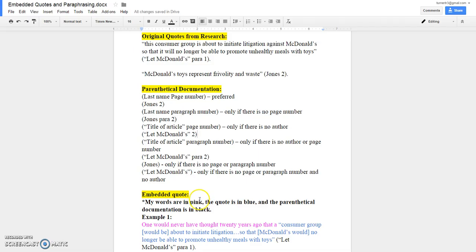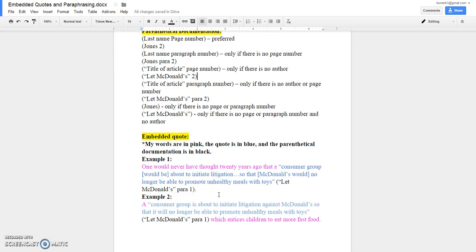Now, after I've gotten my quotes and I know what I need to put for my parenthetical documentation, I need to embed those quotes. Embedding means that you are inserting the quote into a sentence of your own creation. This is important for several reasons. Number one, you want the majority of your writing to be yours, not quoted from somebody else. Number two, you want the fluency of the paper to be unhindered. And so that means you don't want to put anything in that sentence that's going to make the author or the reader stop and be jarred out of sync with what's happening.